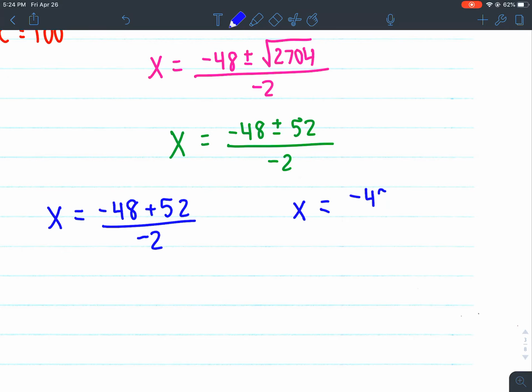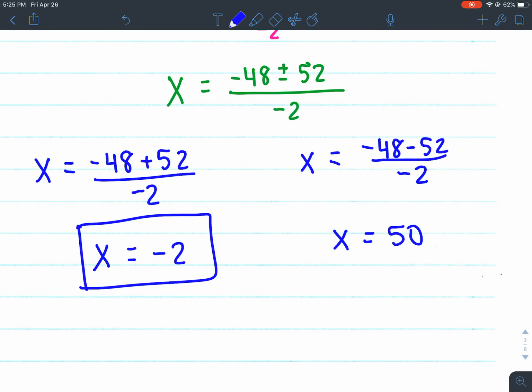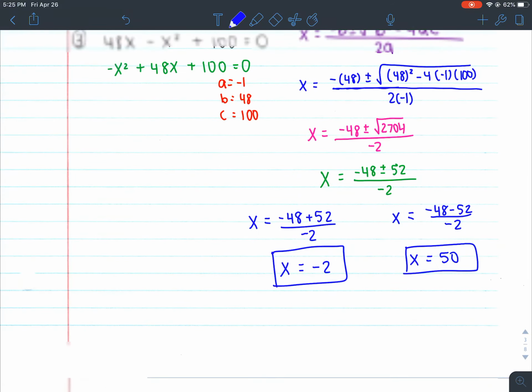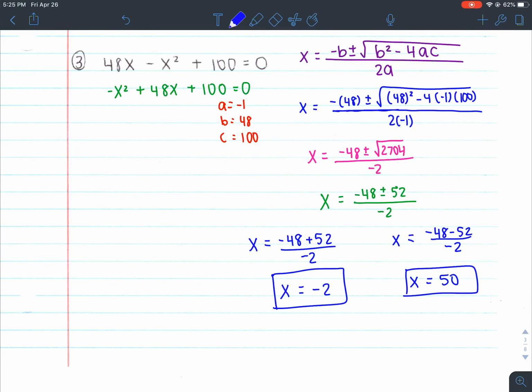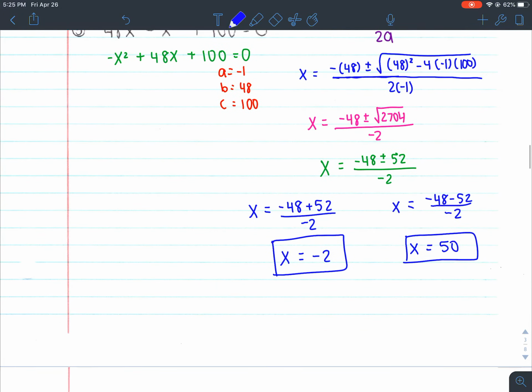solutions. On the left over here, you should get negative 2. And on the right over here, you should get positive 50. So your solutions would be that your quadratic intercepts the axis at (50, 0) and (negative 2, 0). So it has two solutions here. Okay, moving on to the next one.